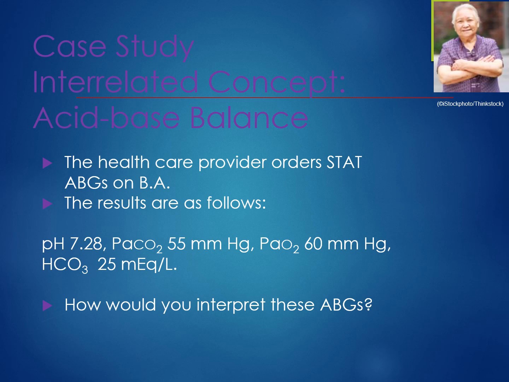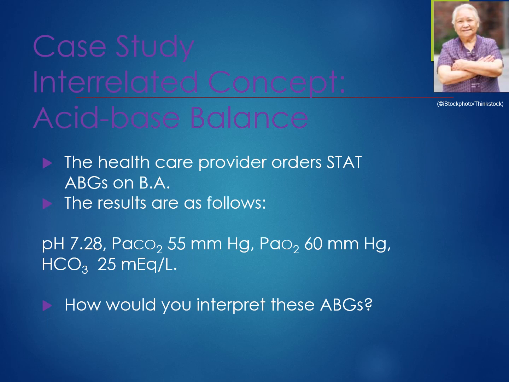So looking at how we would interpret this, let's go ahead and break it down. Our pH is very acidic, it's less than 7.35. When I say very acidic, it's my own mental way of remembering: anything less than 7.3 is very acidic, and anything greater than 7.5 would be very basic. Just as a mental note to see that this patient is severely decompensated.